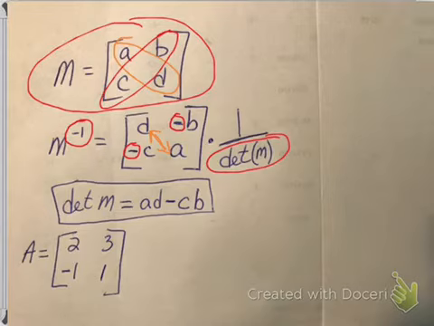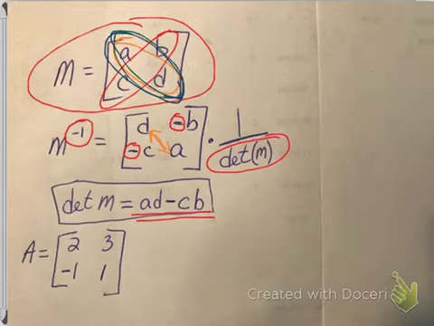Now what the heck is the determinant? This is the formula for the determinant. You simply multiply, and I'm going to do this in blue here. You multiply the diagonal, A times D in the upper right. You're going to multiply that diagonal, and then you're going to subtract the product of the other diagonal, C and B, okay?